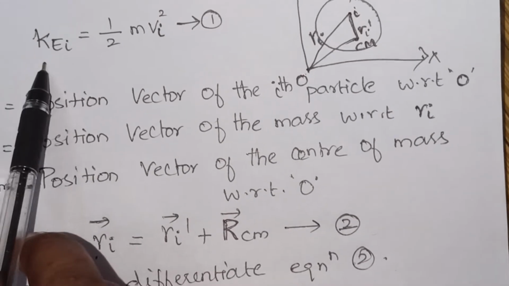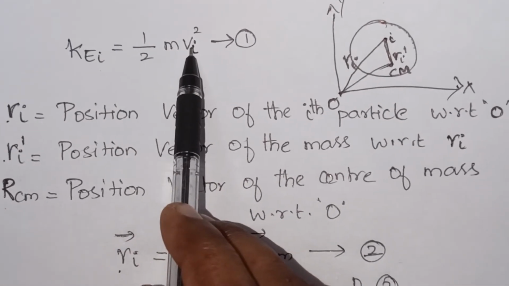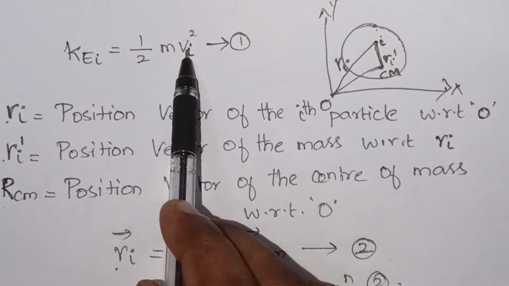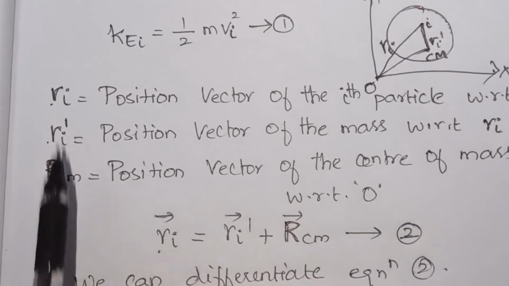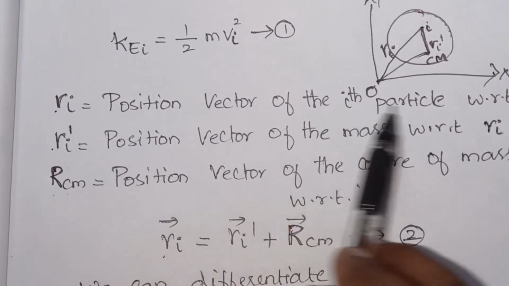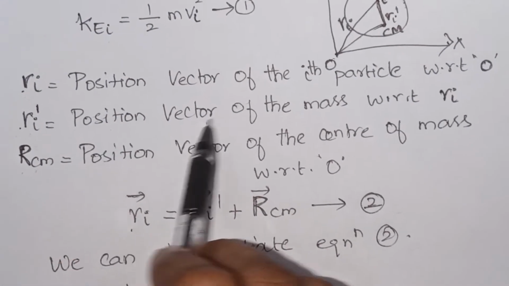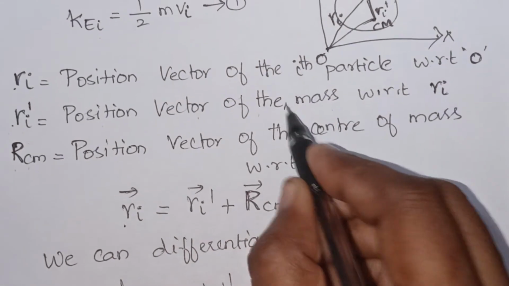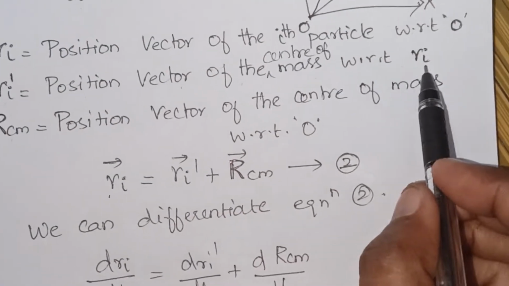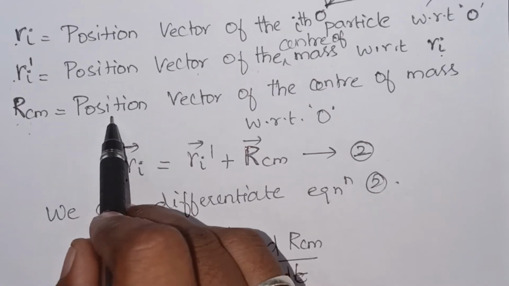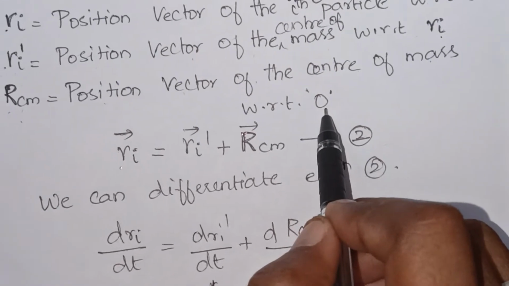Now, what is the kinetic energy of the ith particle? That is half mv squared. Here it is Vi squared because it is the kinetic energy of the ith particle. Now we are moving into Ri, Ri dash and Rcm. Ri is the position vector of the ith particle with respect to the origin, and Ri dash is the position vector of the ith particle with respect to the center of mass, and Rcm is also a position vector of the center of mass with respect to O, that is the origin.